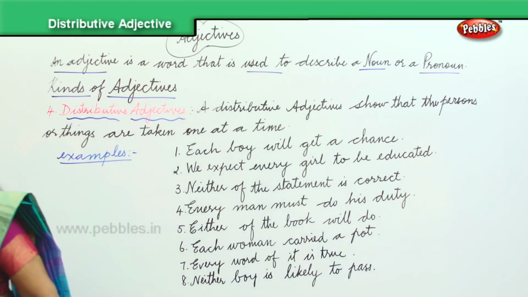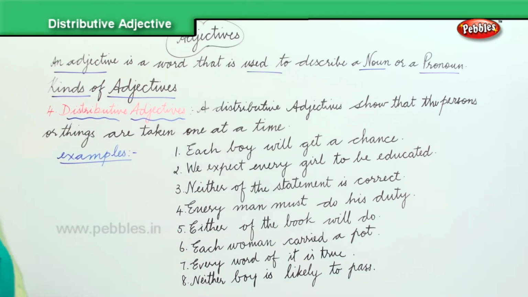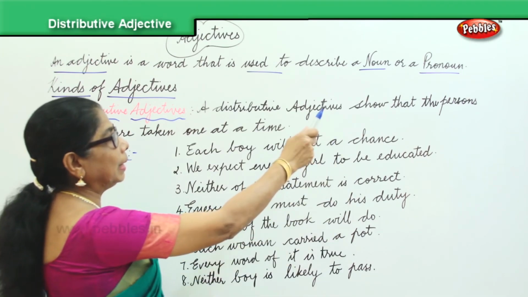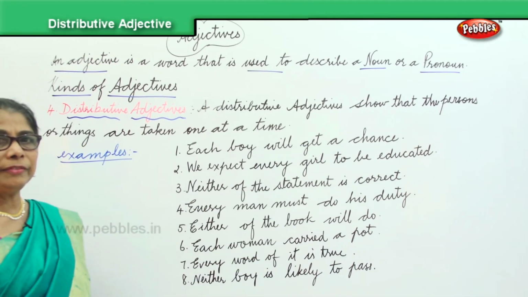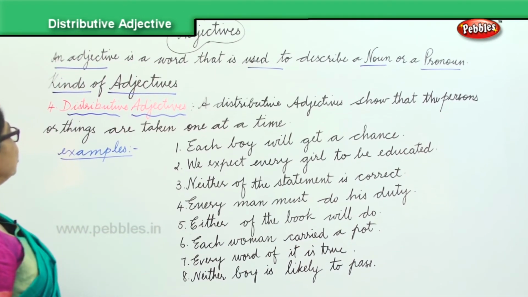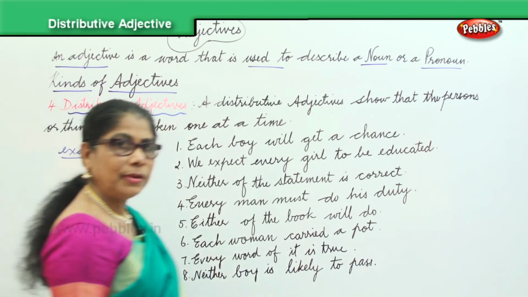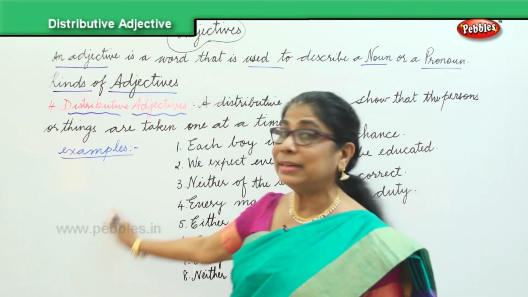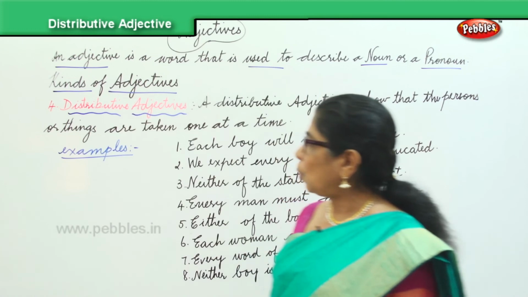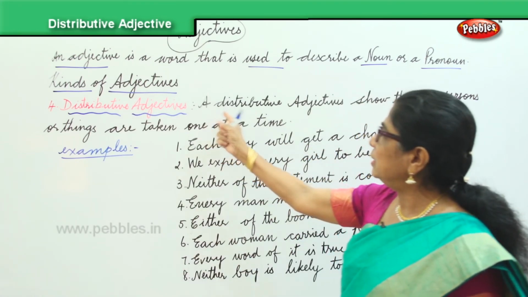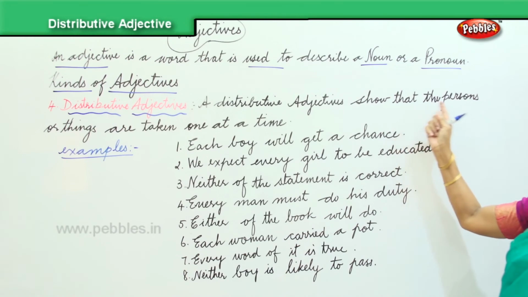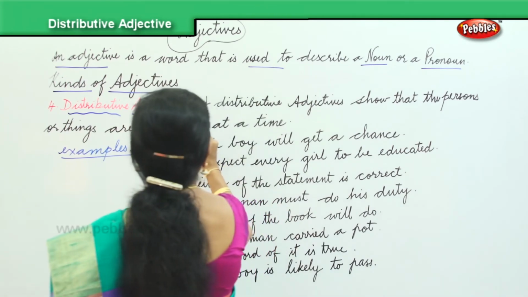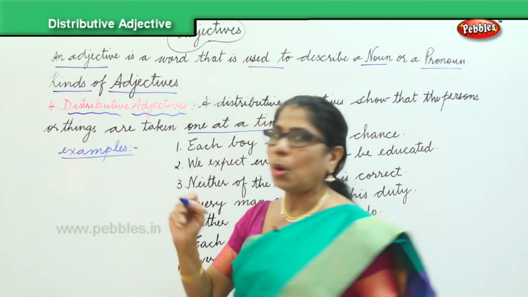Now I have several sentences for you. Let's look at them all. What is an adjective? It's a word used to describe a noun or a pronoun. And we have 6 kinds of adjectives, and we have come to the 4th of it. We have done adjective of quality, quantity, number, and now we are doing the distributive adjectives. What does the distributive adjective say? A distributive adjective shows that the persons or things are taken one at a time, one by one.